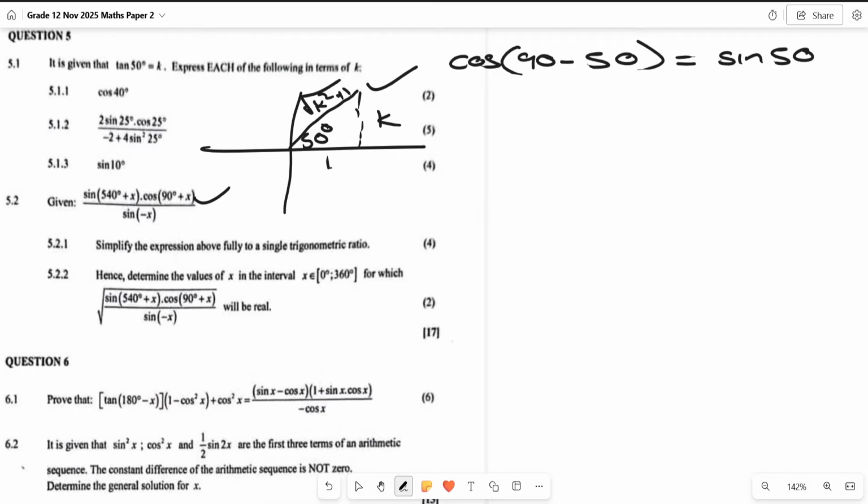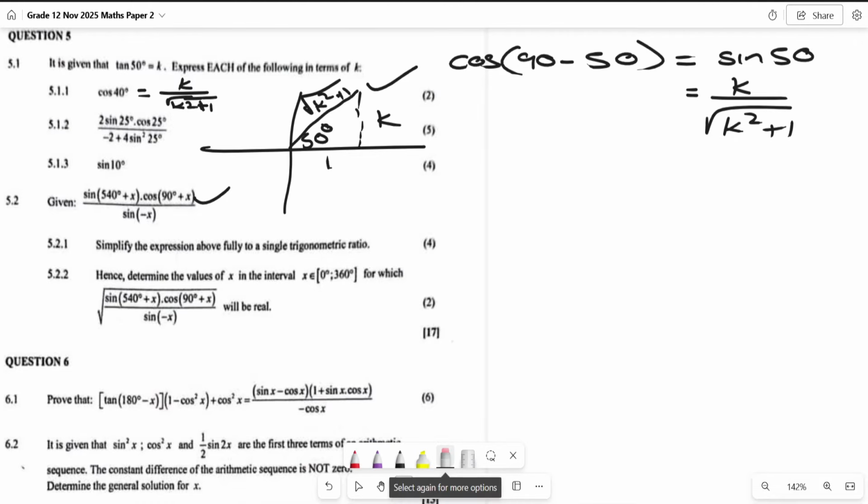Now, let us go and look over there. We need to answer the question. What is the ratio of sine 50? Sine 50 would be opposite over hypotenuse, which would be k over the square root of k squared plus 1. That is going to be your answer for this part, guys: k over the square root of k squared plus 1. Okay, that is what we have over there.